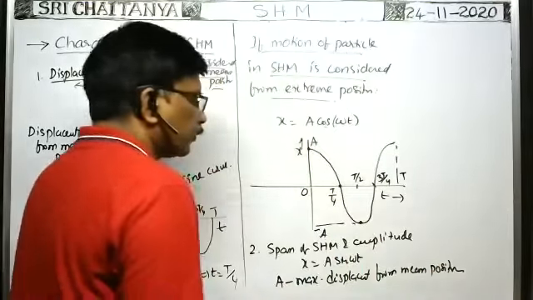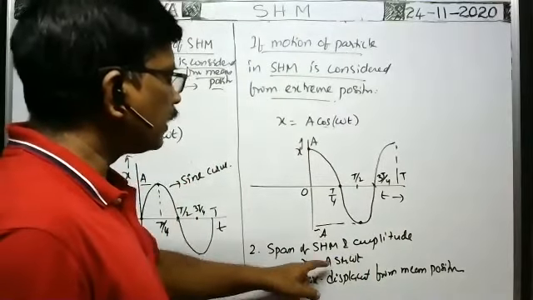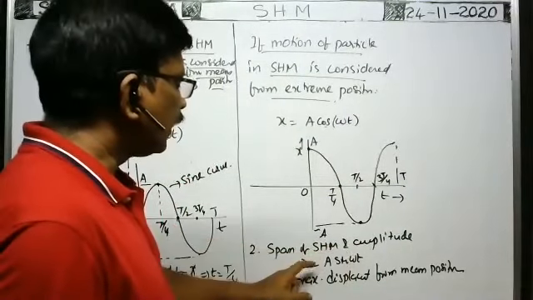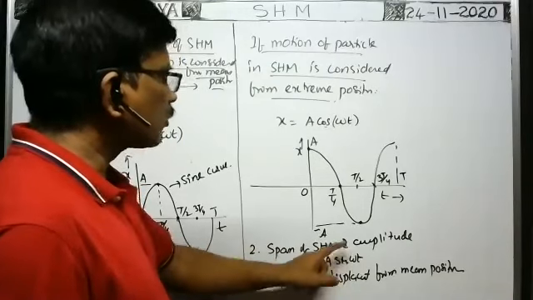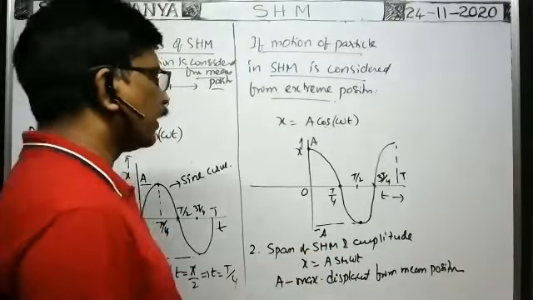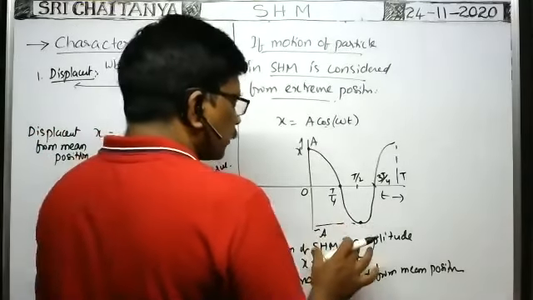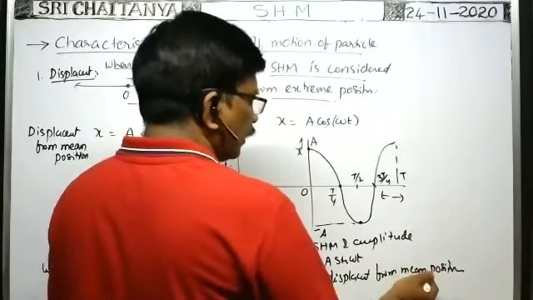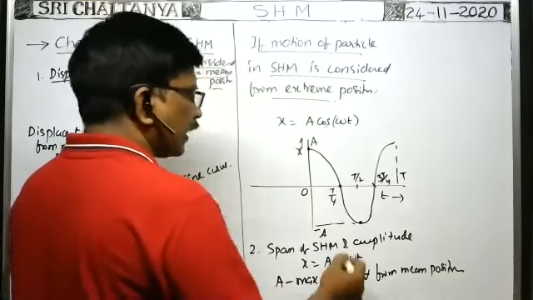That is called amplitude. In this formula, maximum displacement means whenever the sine value is maximum, then x is maximum. Sine value maximum is 1, so x is equal to a. So displacement is maximum. So the maximum displacement of the particle from the mean position is called the amplitude. That is capital A.